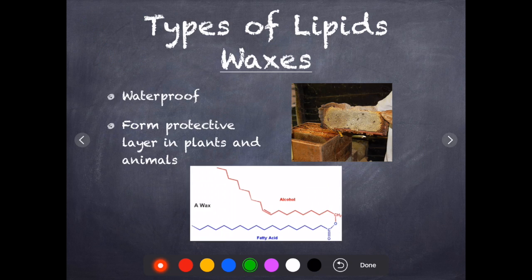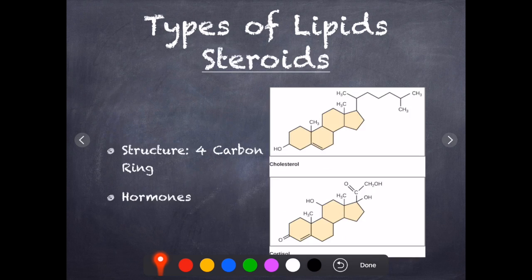So waxes are kind of a protective substance used by animals and plants. Now they're waterproof, just like in a beehive. If you ever use beeswax, it's a waterproof substance. But different plants, different animals, they use this as a protective layer to keep water out. And waxes, they have this alcohol chain right here as well as a fatty acid chain, and that's kind of the structure that we see with waxes. But the key here is they're waterproof substances, and they form those protective layers inside of cells and out of cells.